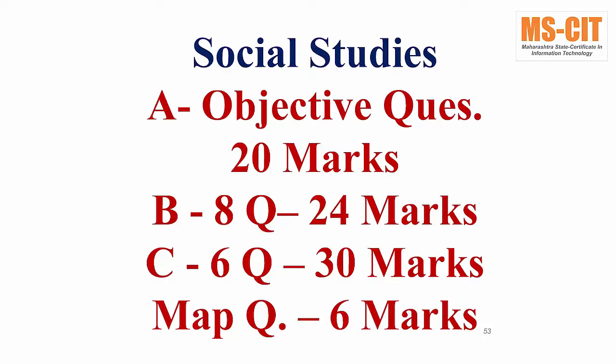In social studies, SST, 20 marks objective questions are there. Then section B, 8 questions, 3 marks each question, so total 24 marks. And section C, 6 questions for 30 marks. And in addition to that, a separate map question for 6 marks will be there. So total is 80 marks.